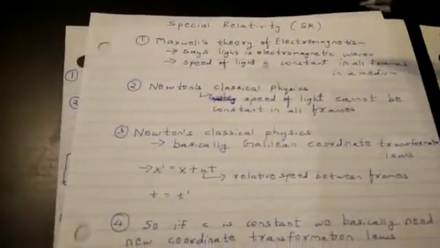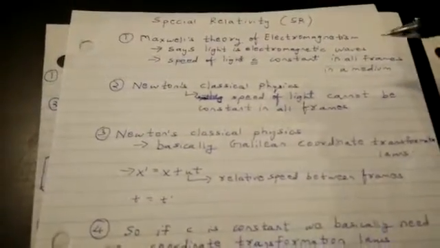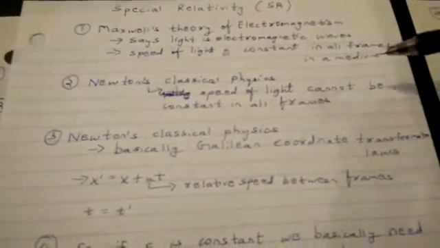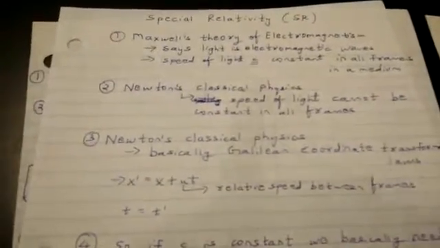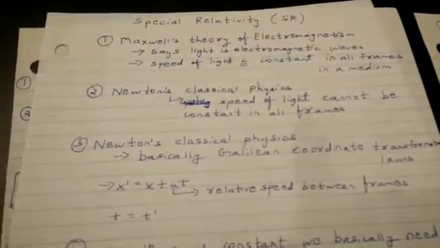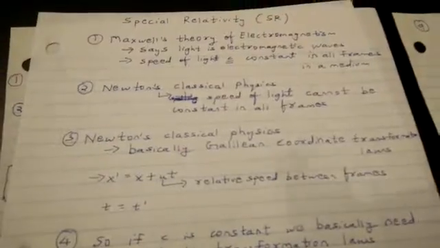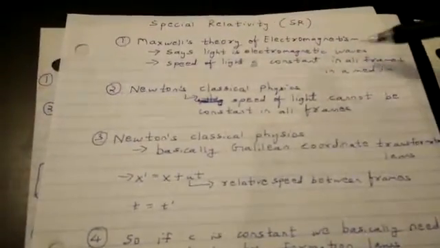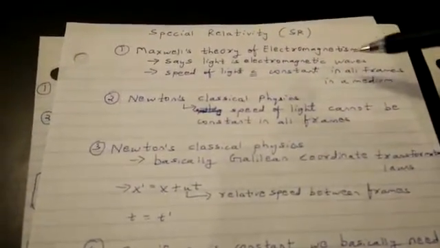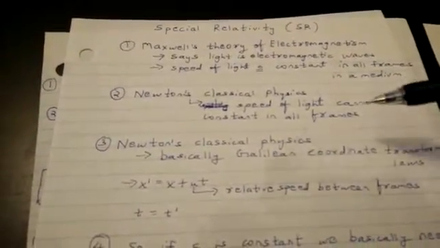So let's start with special relativity, SR, as it's called in short form. Maxwell's theory of electromagnetism says light is electromagnetic waves, and the speed of light is constant in all frames in the medium. This is what James Maxwell proposed in his theory of electromagnetism. Then in Newton's classical physics, the speed of light cannot be constant in all frames. So there is a big clash between both of them, as you can see. Speed of light has to be constant in all frames according to electromagnetism, but according to Newton it can't be.